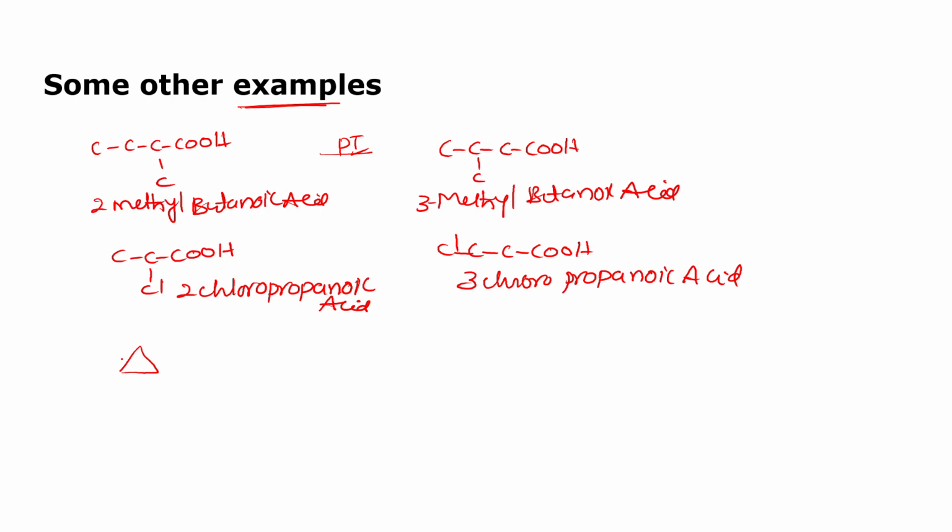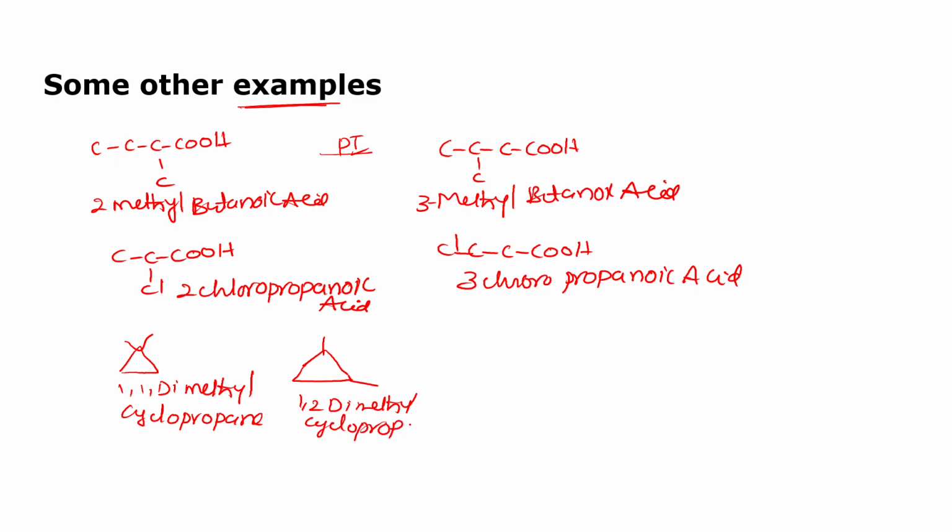This one is cyclopropane. To this cyclopropane, I would like to take 1,1 dimethyl cyclopropane. And one more example for position isomer, I would like to write 1,2 dimethyl cyclopropane. These two are position isomers of this 1,1 dimethyl cyclopropane.